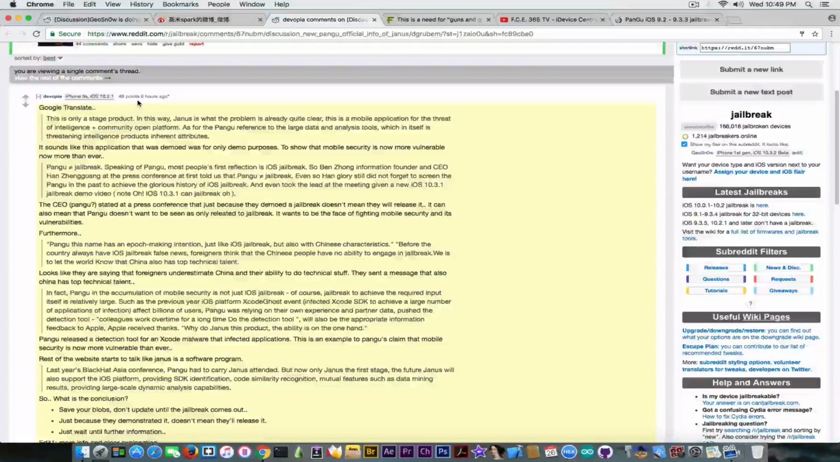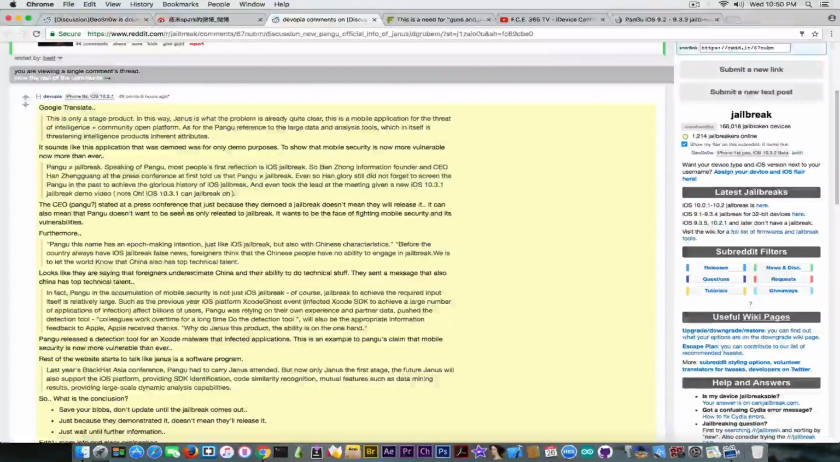And also, this part from Google Translate, which sounds like, quote, Pangu doesn't mean jailbreak. Speaking of Pangu, most people's first reflection is iOS jailbreak. So Han Zhenguang, the founder and CEO, at the press conference at first told us that Pangu doesn't mean jailbreak. Well, it's of course very gibberishy written because it's translated by Google, but somebody tried to interpret it and he ended up with this, quote: the CEO of Pangu stated at a press conference that just because they demo the jailbreak doesn't mean they will release it. It can also mean that Pangu doesn't want to be seen as only related to jailbreak. It wants to be the face of fighting mobile security and its vulnerabilities.